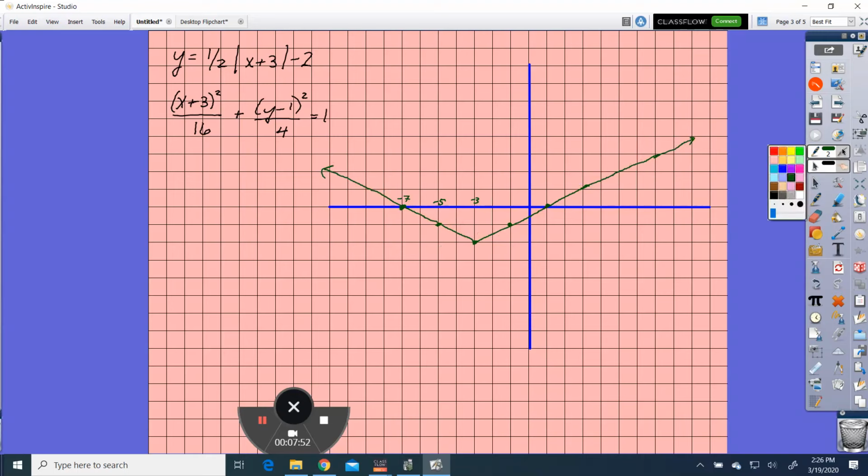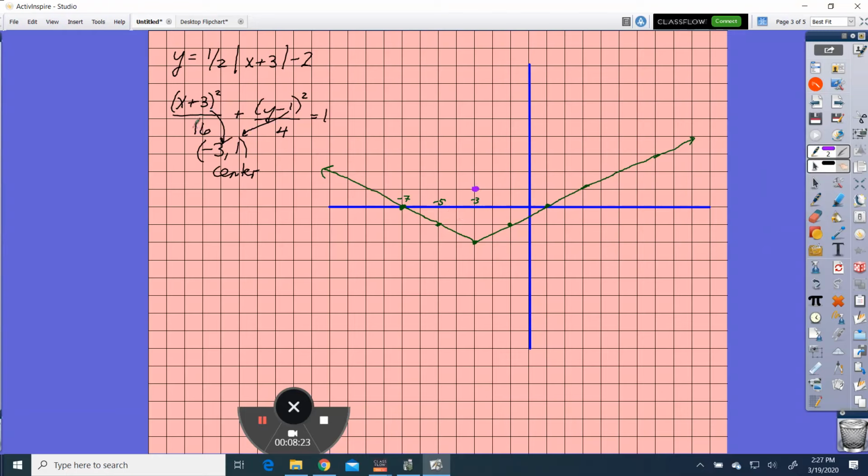So there's my absolute value. Now the next one's an ellipse. So the way I know it is an ellipse is because I have x and y squared. It's a plus between them. It equals 1, and it's divided by something under here. So the center of this is at negative 3, 1. That's the center. Remember, it's always backwards of those numbers. Okay? So I put those on here. Negative 3, positive 1.